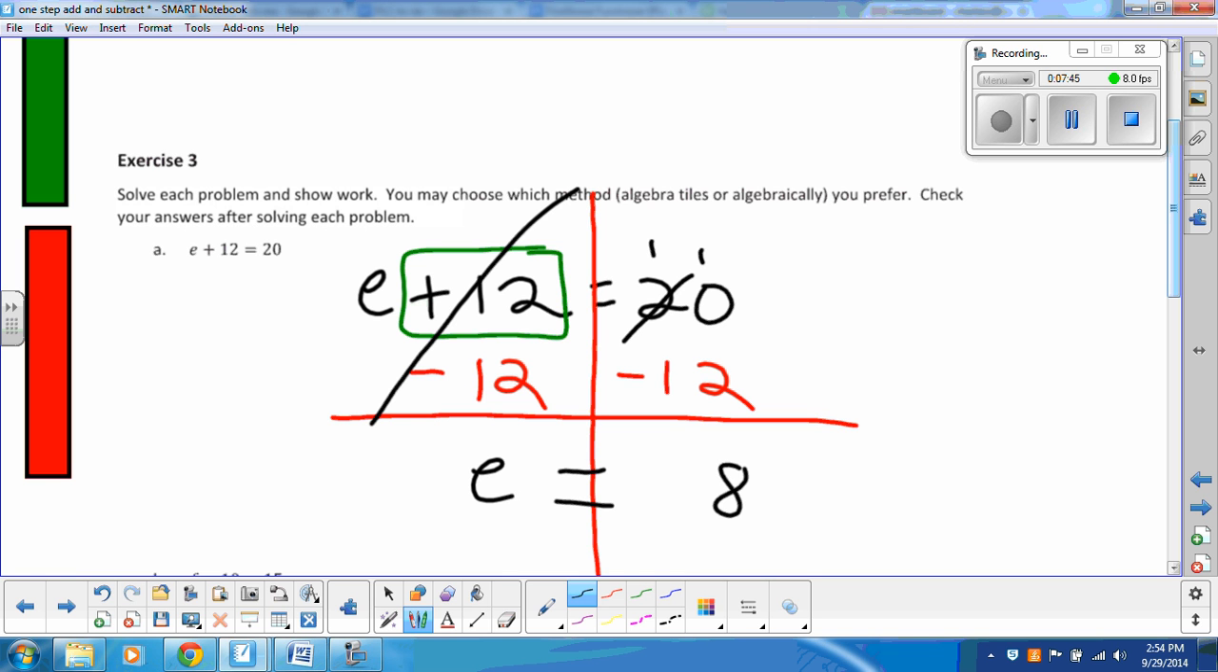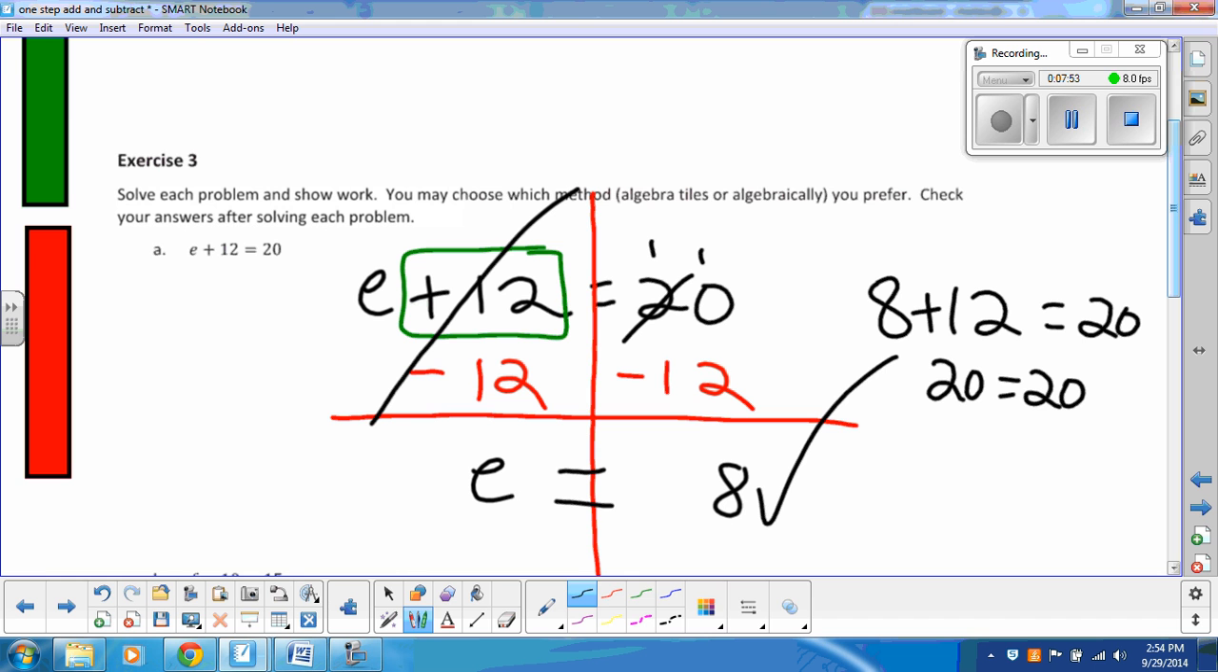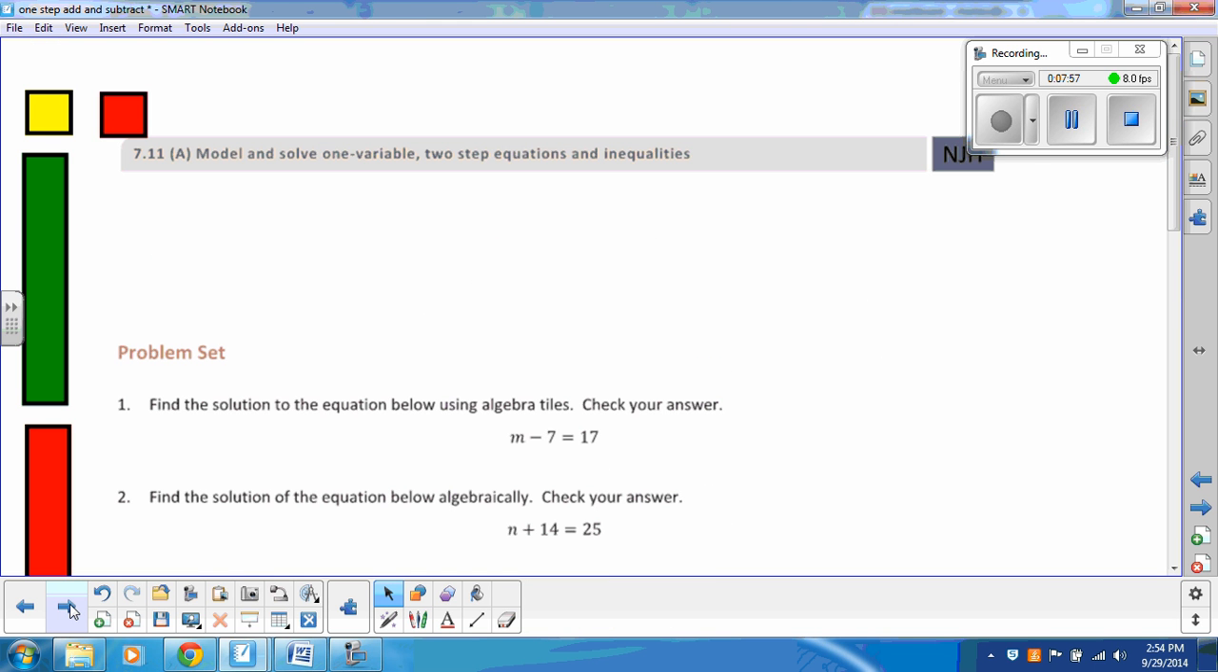Check your work. 8 plus 12 equals 20. Is this a true statement? Yes, this is a true statement. 20 does equal 20, so E equals 8 is my answer. Next one.